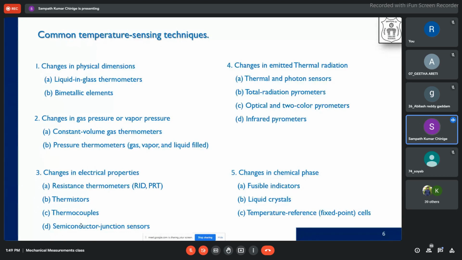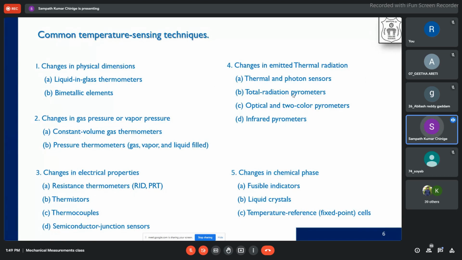And coming to the final one, changes in emitted thermal radiation, we have optical pyrometers, infrared pyrometers, total radiation pyrometers, and thermal and photon sensors. We are not concentrating on thermal and photon sensors, but we will spend most of our time on optical and two-color pyrometers or total radiation pyrometers. So this is one phase that we will complete in today's class.